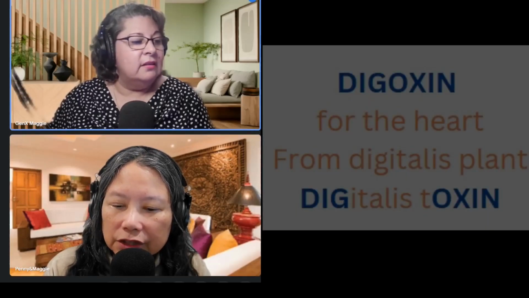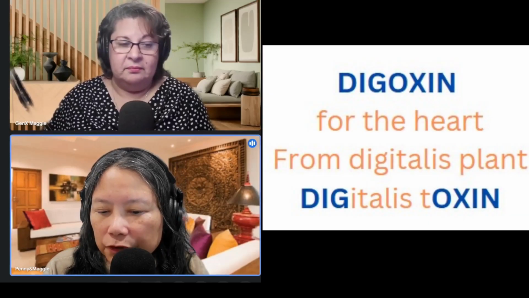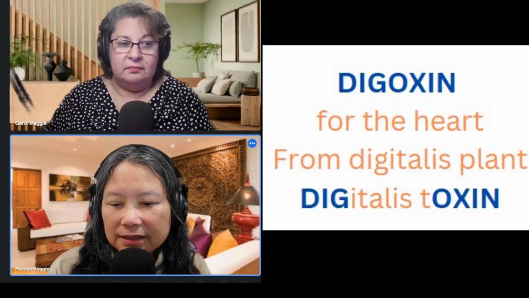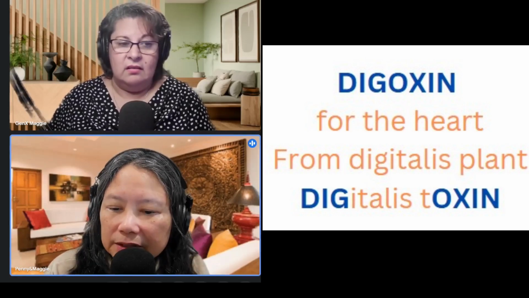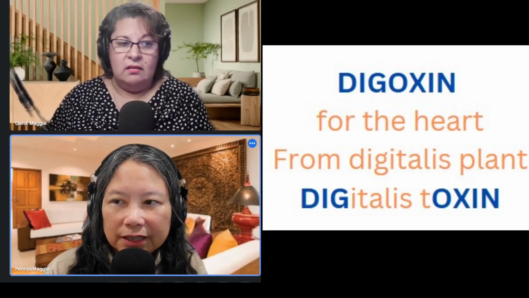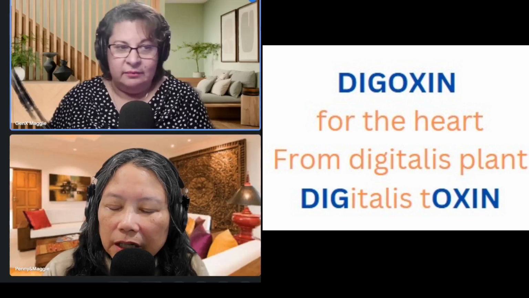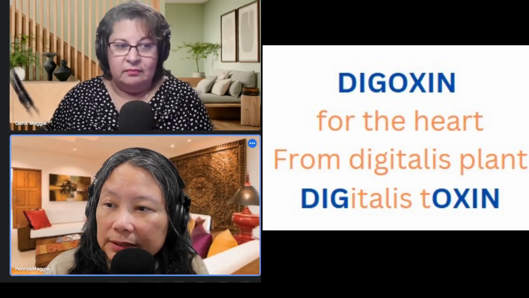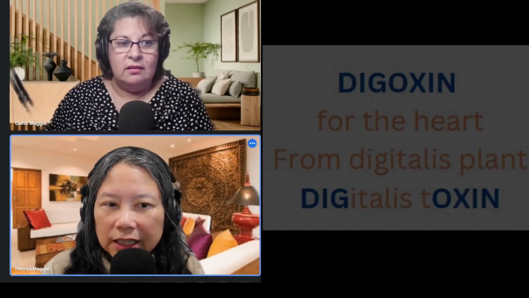All right. Digoxin. Digoxin is for the heart, and it's from digitalis toxin. So that's how they derived it from that. So DIG and then TOXIN. And digitalis, it's from a plant. It's a natural plant, and so like I said, it helps with your heart to make it beat faster.